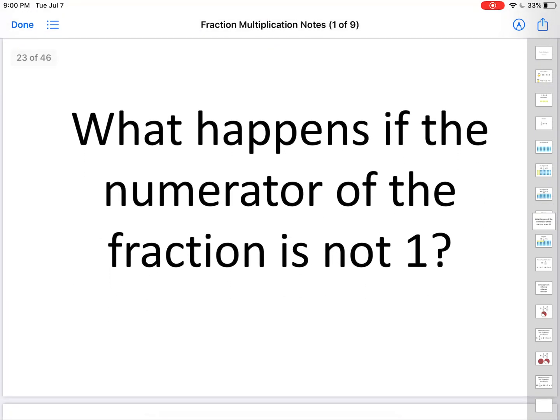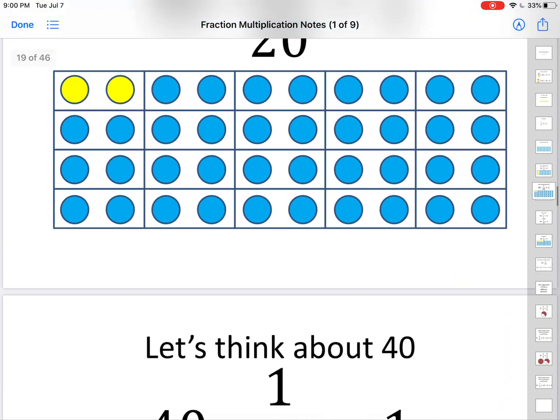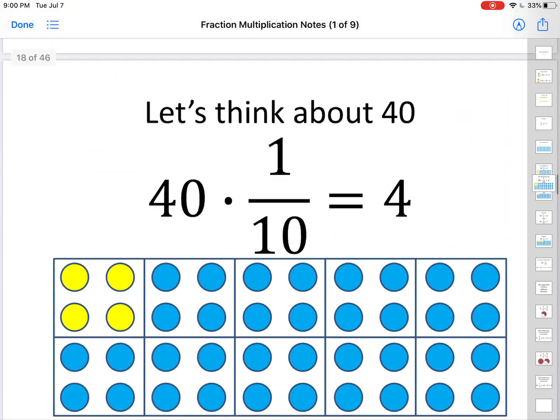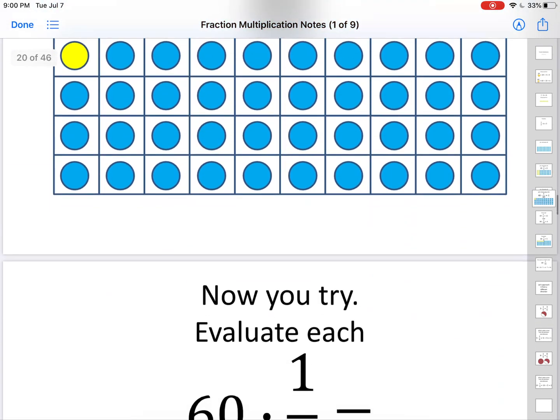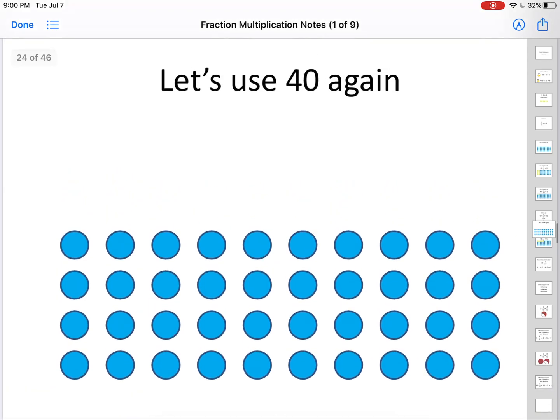But did you notice that all these numerators have been 1, 1/20th, 1/5, 1/40th, 1/20th, 1/10th, etc.? What happens if the numerator of the fraction isn't 1? Right, so let's think about 40 again.